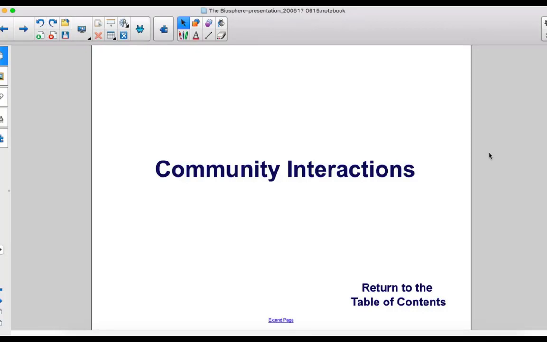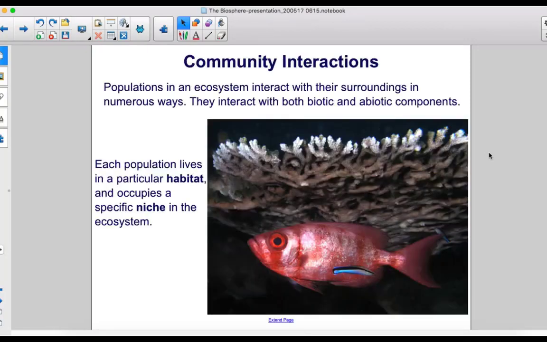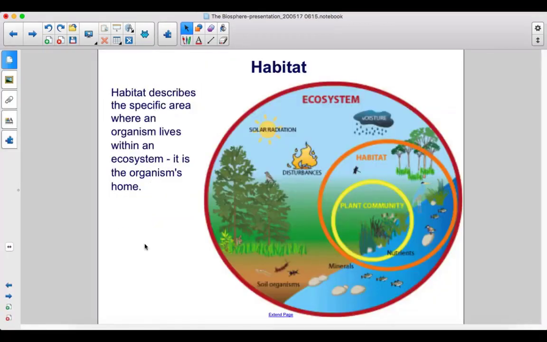Community interactions. Populations in an ecosystem interact with their surroundings in numerous ways. They interact with both biotic and abiotic components. Each population lives in a particular habitat and occupies a specific niche in the ecosystem. Habitat describes the specific area where an organism lives within an ecosystem. It is the organism's home.